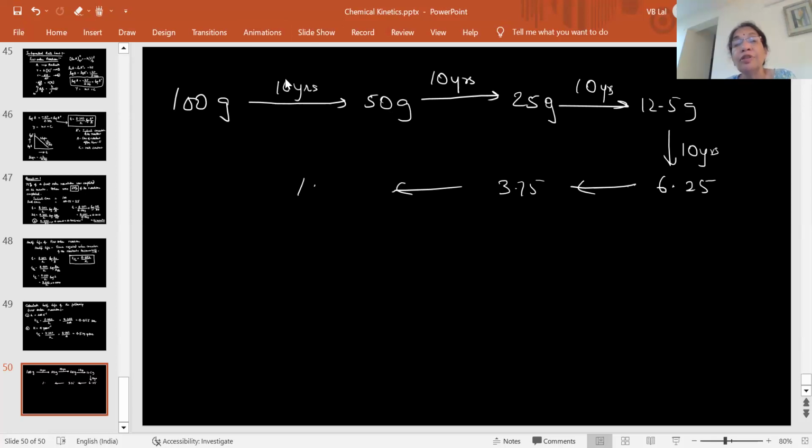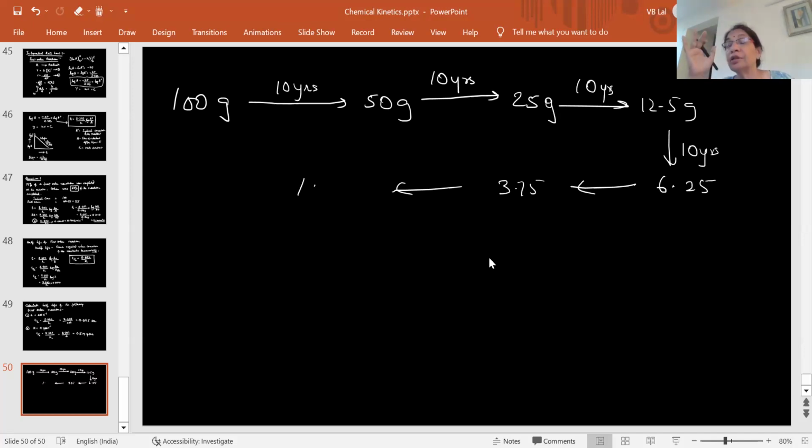If half-life is 10 years, that means in 10 years, 100 grams will change to 50. Another 10 years, 50 will change to 25. And this is how nuclear reactions or radioactive decay follow first order kinetics. First order kinetics means half-life is independent of initial concentration. Half-life only means how much time it will require for the initial amount to change into 50%. Okay. So that is about first order reaction.